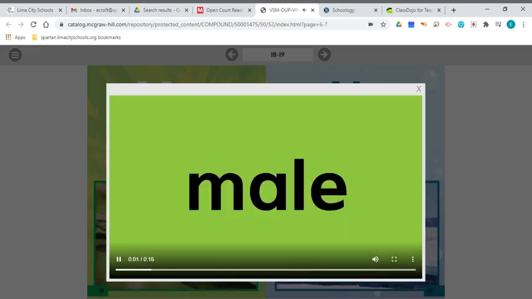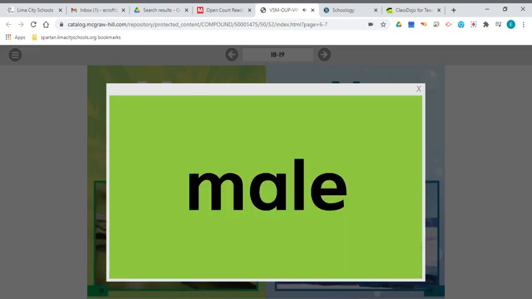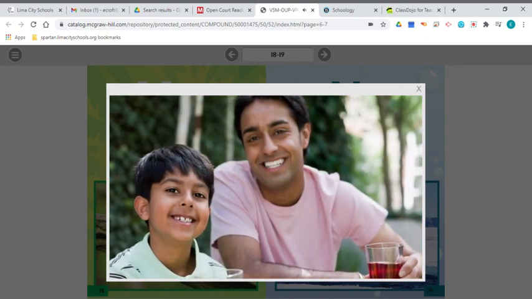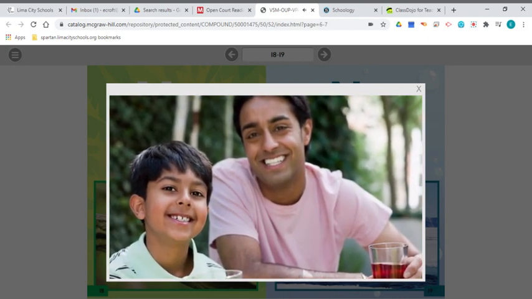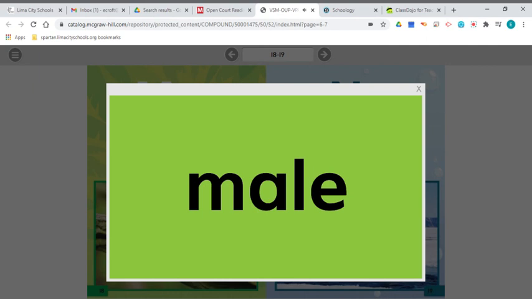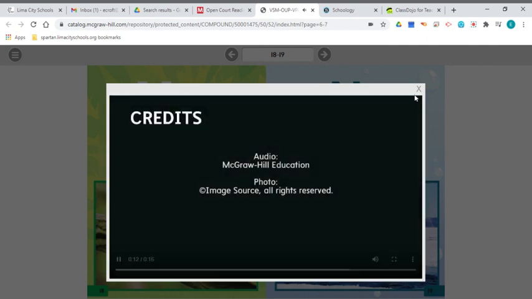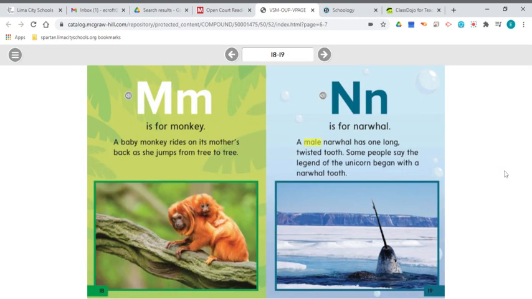Male. Able to become a father and father young. My brother and father are both male. So male, it's a boy. That's what it means. It means able to become a father. So that would be a boy.